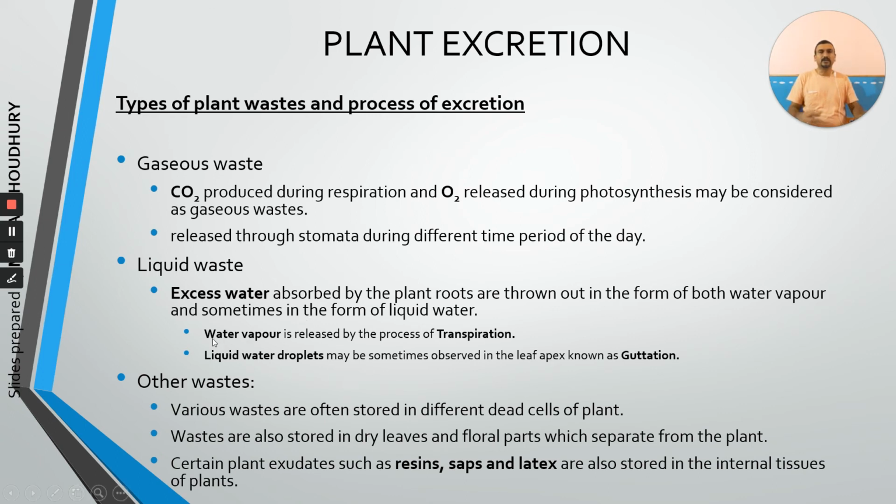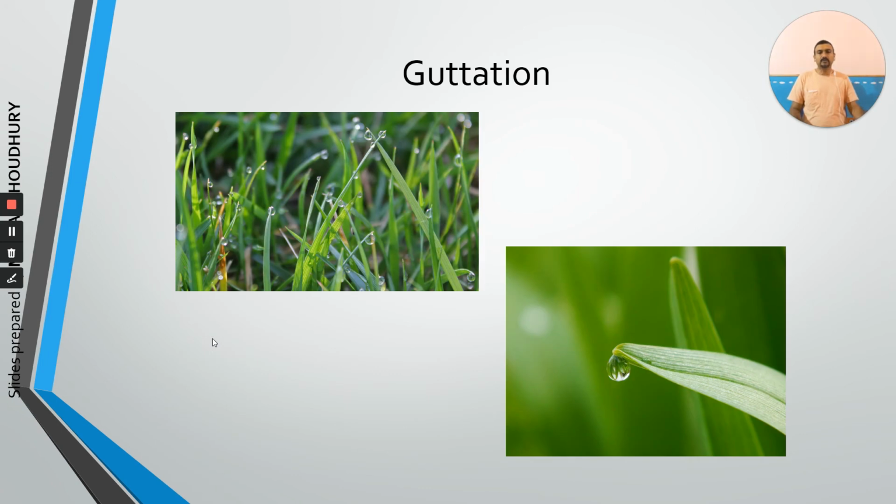Most of the water, a huge amount of water, is thrown out by the plants by the process known as transpiration in the form of water vapor. But I would like to show you this diagram where, in special conditions, such as when there is a high amount of moisture but the temperature is very low, a small amount of water in the form of very small droplets may be seen at the tip of the leaves like this.